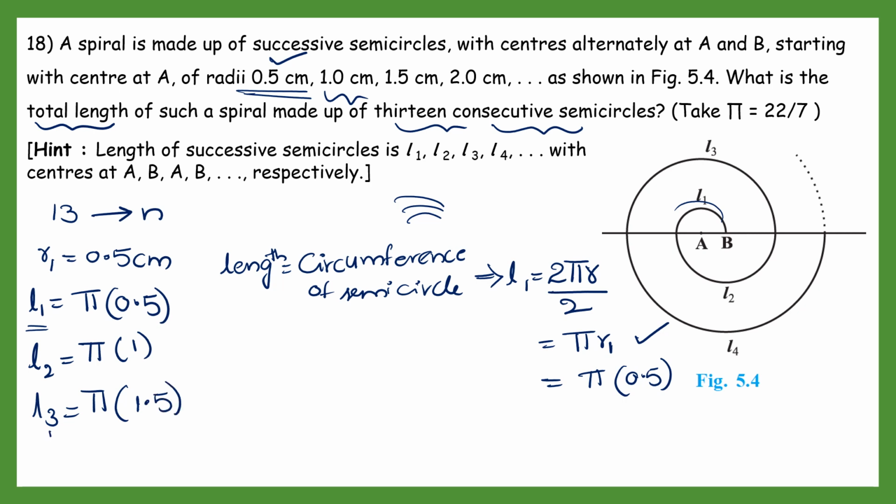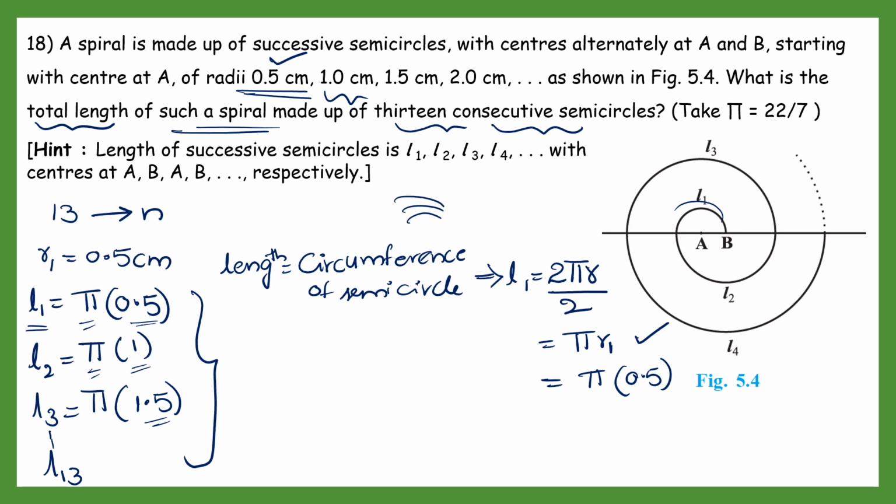Totally they are telling that 13 semicircles will be there, so we have L1 till L13. We need to find the total length of all the semicircles, that is the total length of the spiral. If you observe, this is an arithmetic progression. Pi into 0.5, pi into 1. If you neglect this pi, just observe the values 0.5, 1, 1.5. That means the difference is common. The common difference here is 0.5. So using the arithmetic progression formula, we can solve the problem.